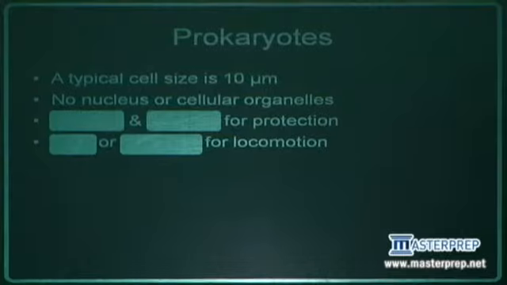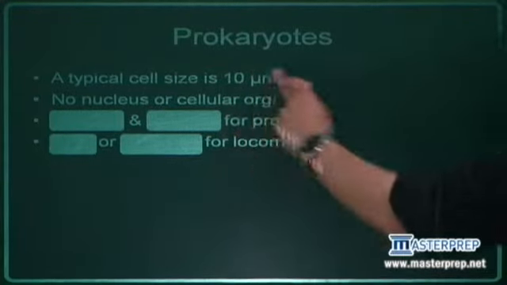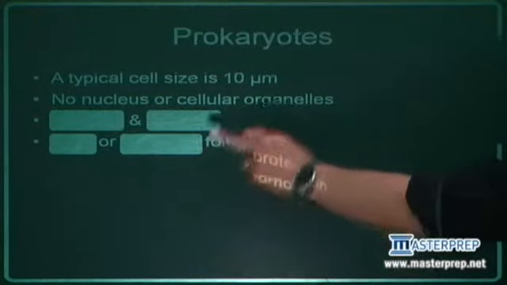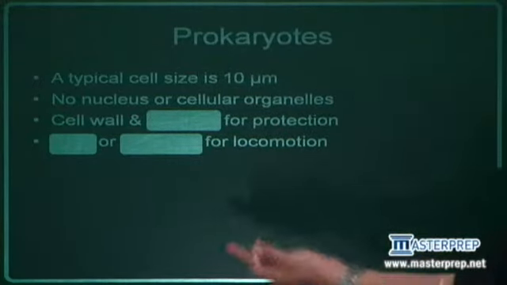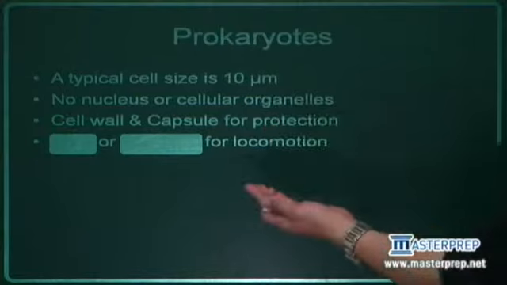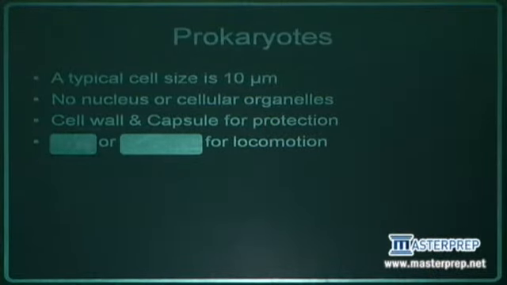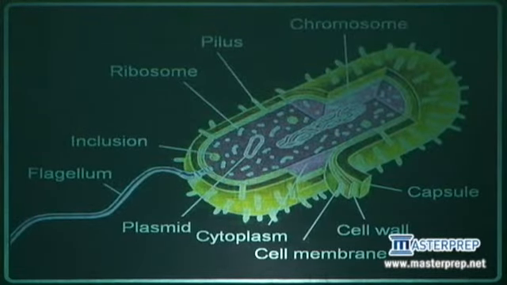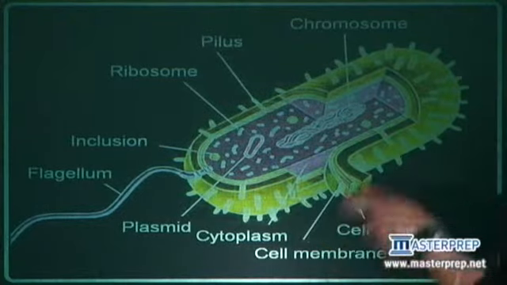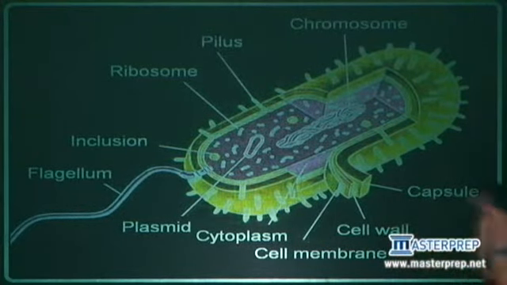Okay, first, prokaryotes. Very small, no nucleus, no cellular organelles whatsoever. Cell wall, capsule sometimes, not always. And for the locomotion, it has a pilus or flagellum, but sometimes they have both of these. So that's a picture of the bacteria. Here we have the flagellum, pilus, you have the cell membrane, cell wall, capsule.